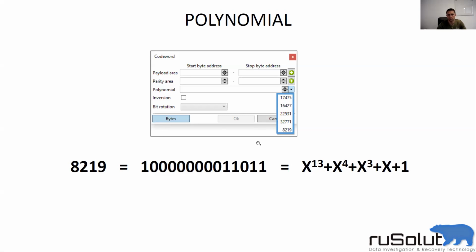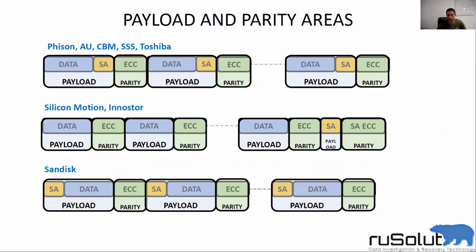There is a lot of information on the internet. You can read about this if you are interested, but to use these things in the VNR, it's not necessary. You just need to understand in general what a polynomial, payload area, parity area, and that bit rotation and inversion thing are. So that's the polynomial, and that's all we need to do until now to try to detect a code word.